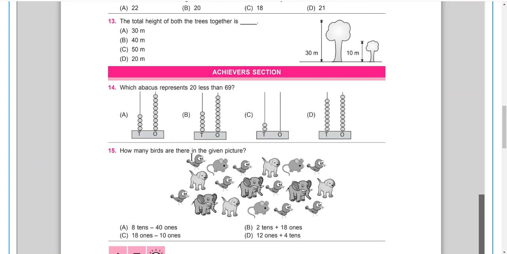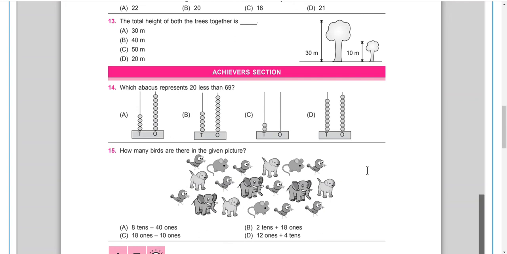Okay. 1, 2, 3, 4, 5, 6, 7, 8. So we have 8 birds. Now we know how many birds. Let's look out for the options.